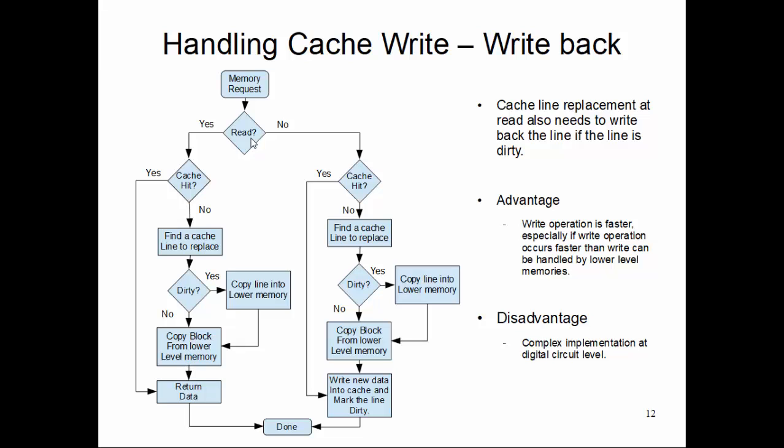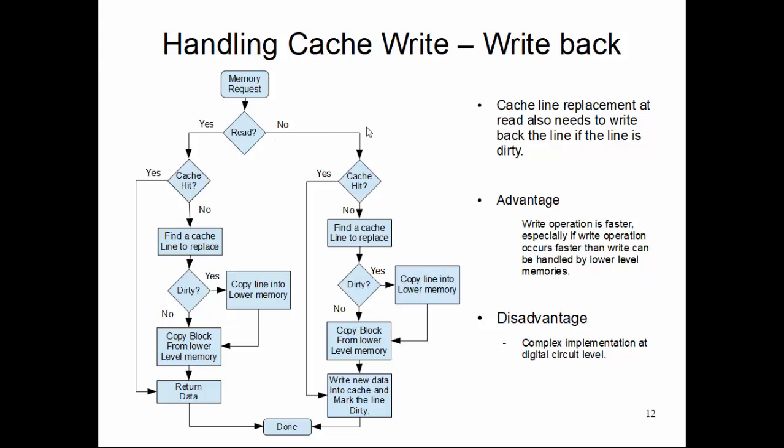So as a flowchart, what we can see in this write back strategy is, your memory request comes in, and it's checked whether it is a read operation. Let's say it's a read operation. If it is a cache hit, well, return the data and you are done. If it is a cache miss, then find a line to replace. Okay, then check if the line is dirty or not. If the line is dirty, then copy the line into the lower memory, and then copy the block from the lower memory to this cache line. If the block is not dirty, we don't need to have that copy operation, and we'll be done.